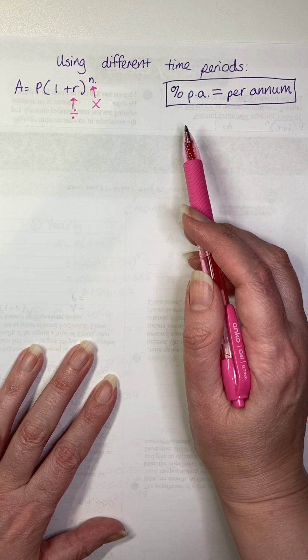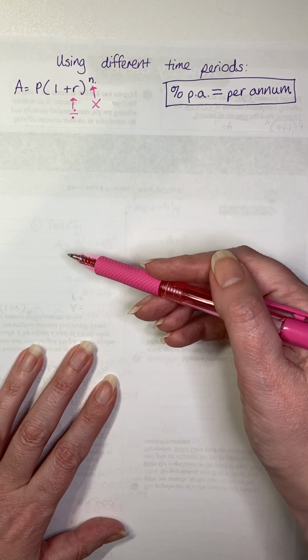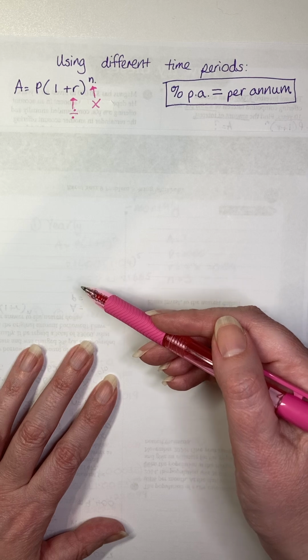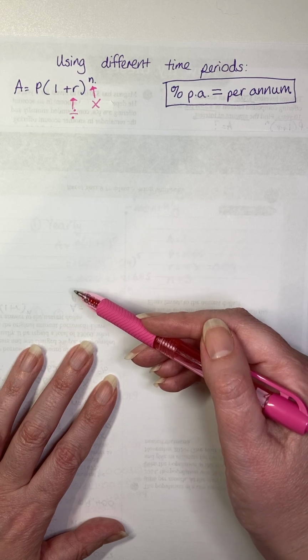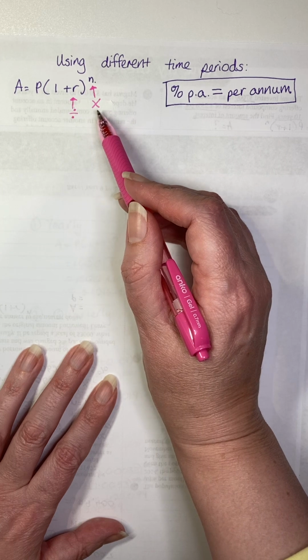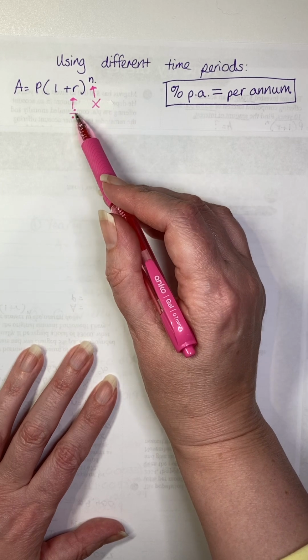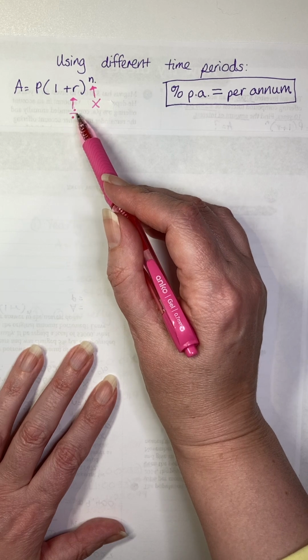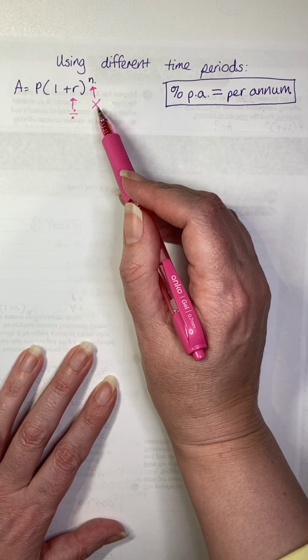A really common question is to ask you to compare yearly and monthly and see which one provides the best advantage. Now, when we do this, we're going to use exactly the same formula that we've had before, but we're going to alter the rate here and the time period.